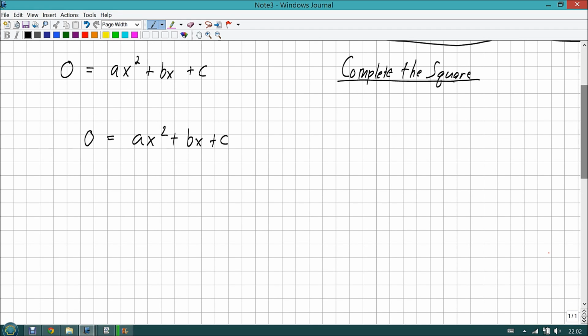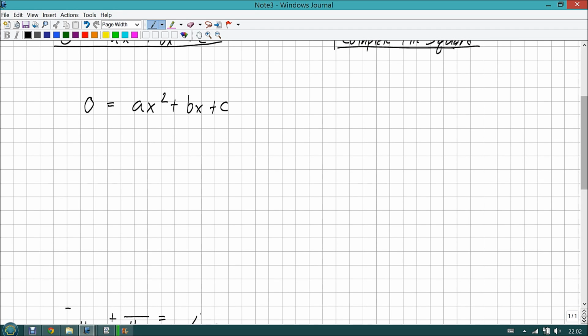Alright, so the first thing we are going to do is the general case of complete the square. We know that our standard format is 0 is equal to ax squared plus bx plus c. Now we're going to use the complete the square method using nothing but letters. So to begin with, we are of course going to get that c onto the other side. So we would start by subtracting c from both sides, and we'd have negative c is equal to ax squared plus bx.